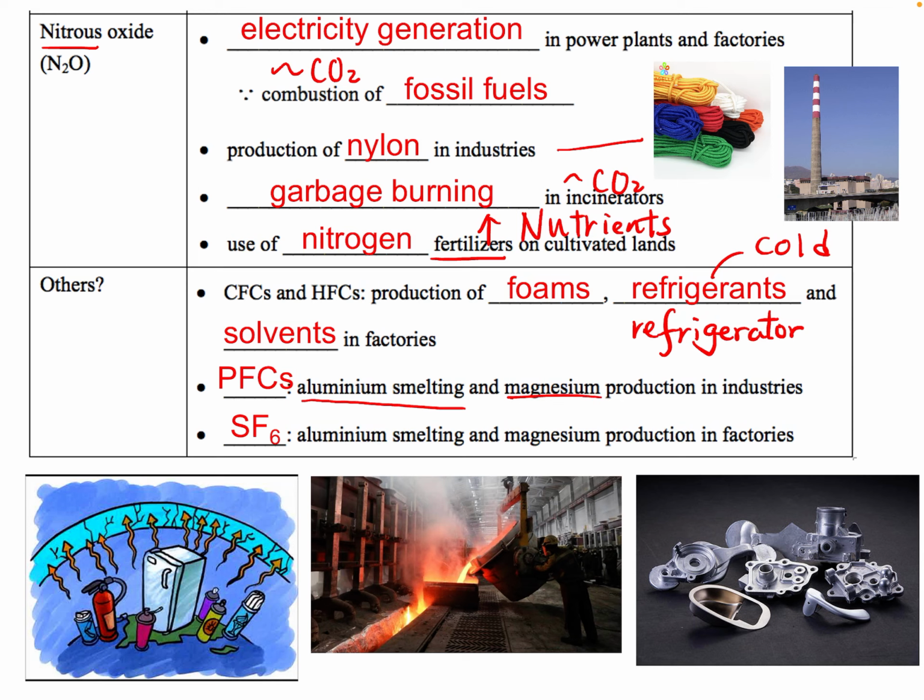Last one, SF6, same. They are the same: factory and industry. That's why we call them others. They are minor greenhouse gases.